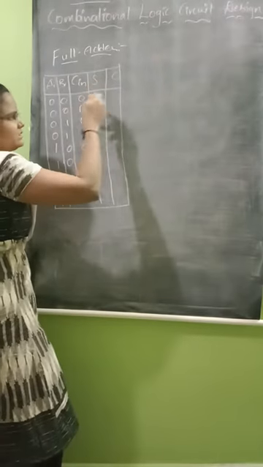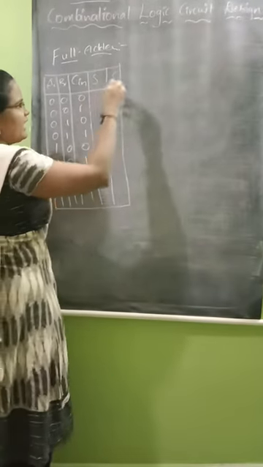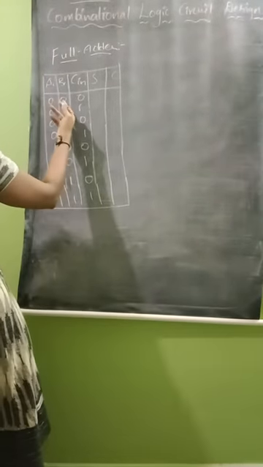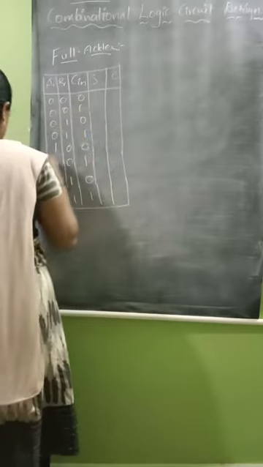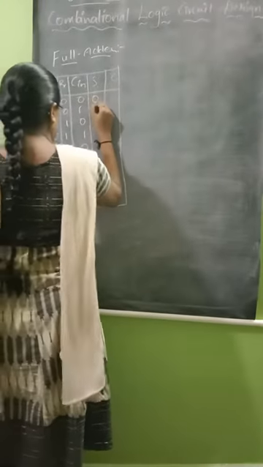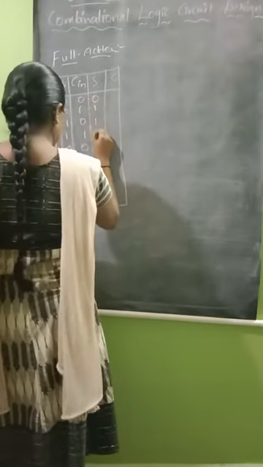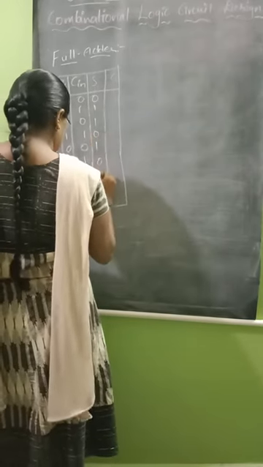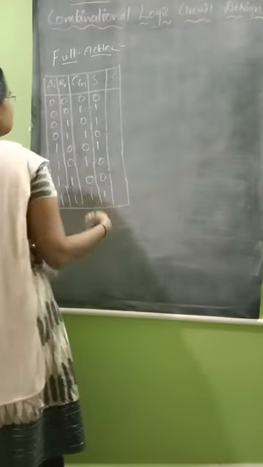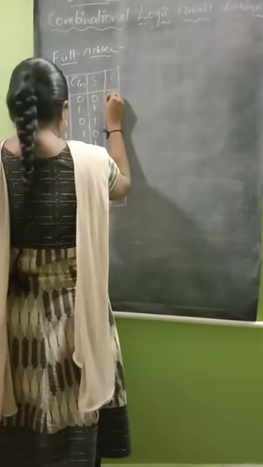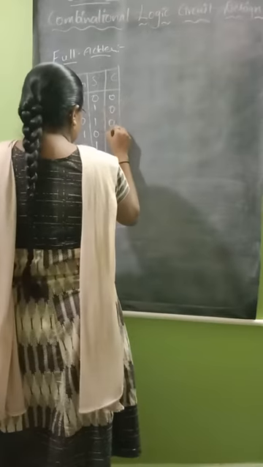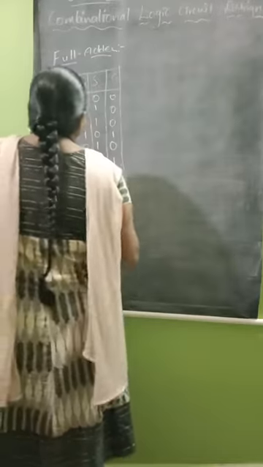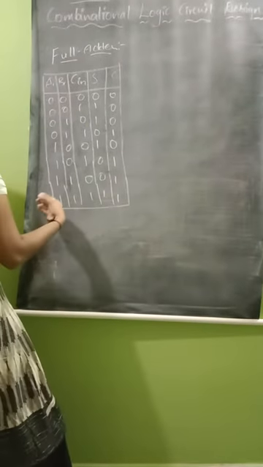Sum performs the XOR operation and carry performs the AND operation. So here the sum column is 0 1 1 0, and 1 0 0 1. This is the sum, and the carry column is 0 0 0 1 and 0 1 1 1. So this is the truth table of the full adder.